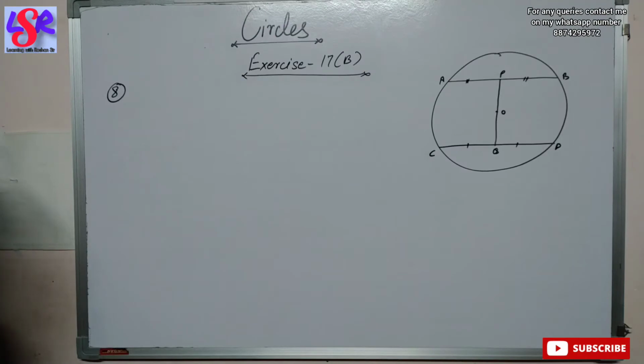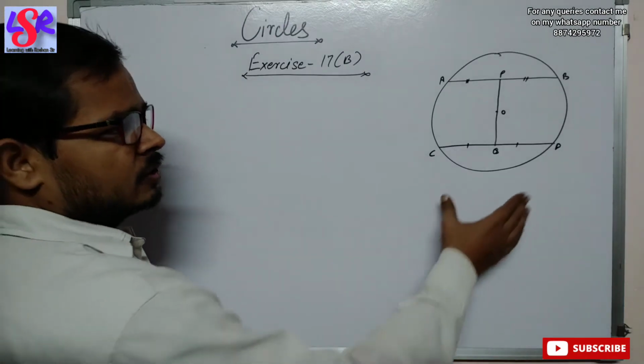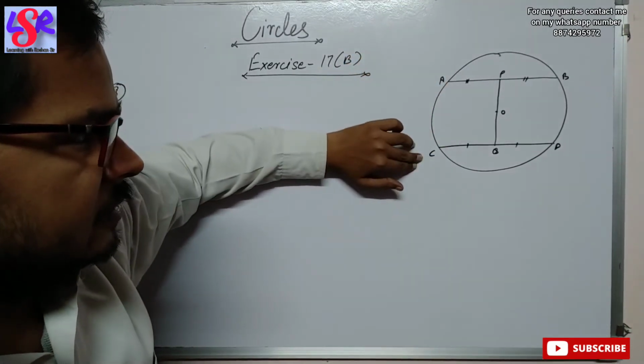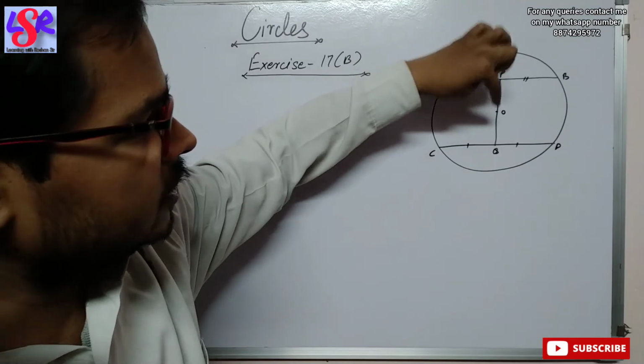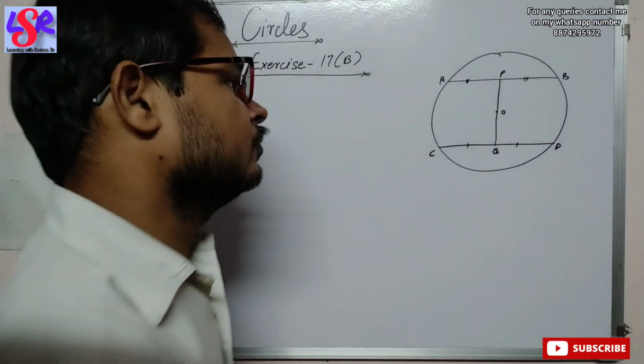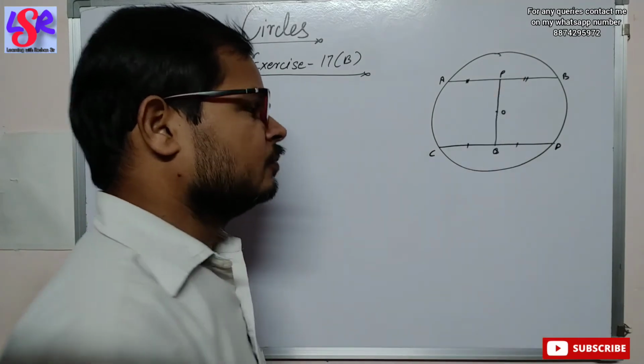Now let's do question number 8. Here in this question, by the information given in the question, we have got this figure in which we are having two chords AB and CD, and the line joining the midpoints of these two chords passes through the center. Now we have to prove these two chords are also parallel to each other.